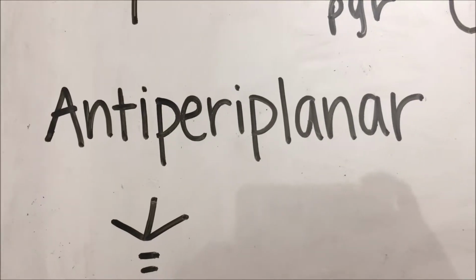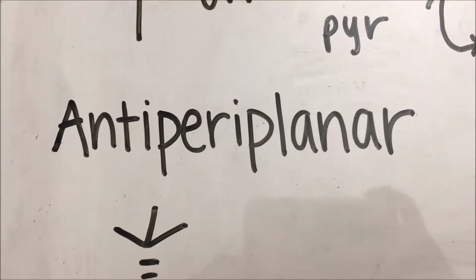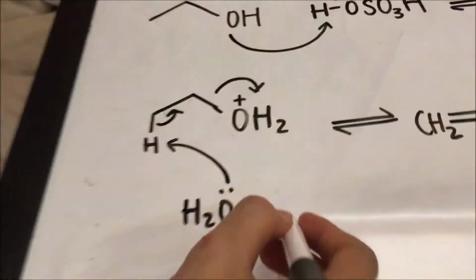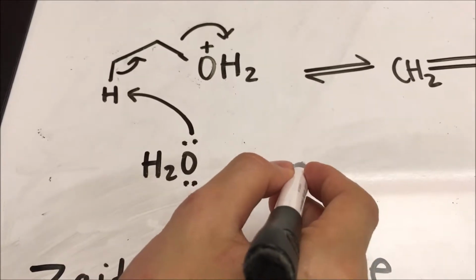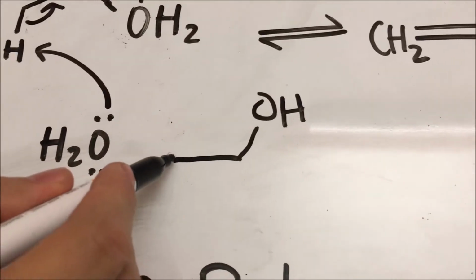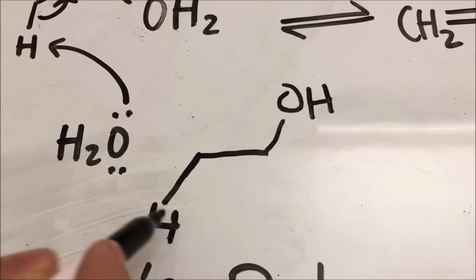The elimination of the hydrogen and the alcohol group needs to be done in an anti-periplanar fashion. Now, what does anti-periplanar mean? It means that if you have a flat plane here, and the stereochemistry of the molecule has the alcohol group pointing one way, then the stereochemistry of the desired hydrogen to be removed from the beta carbon needs to be pointed 180 degrees in the other direction.